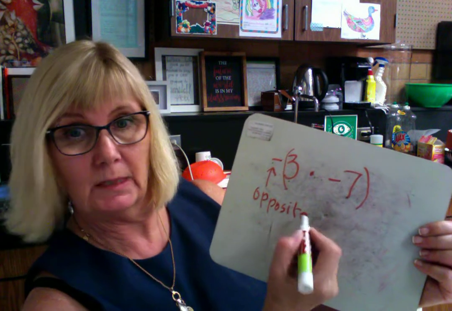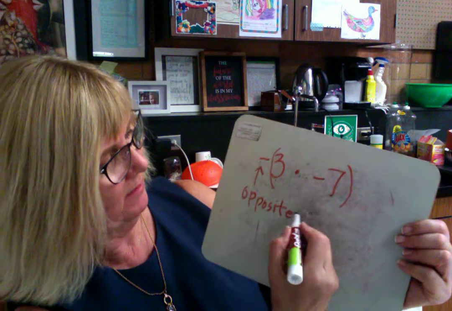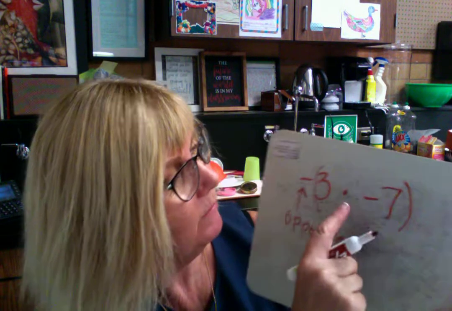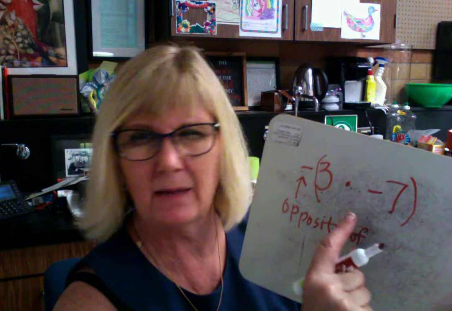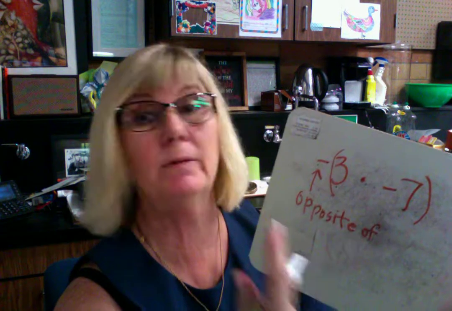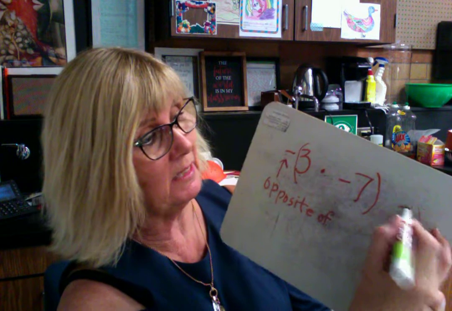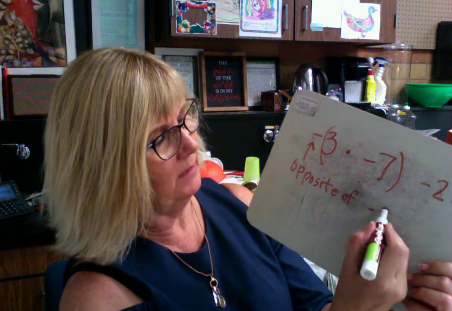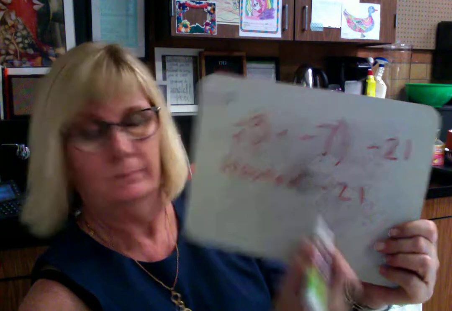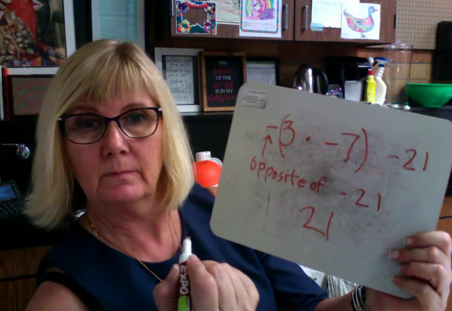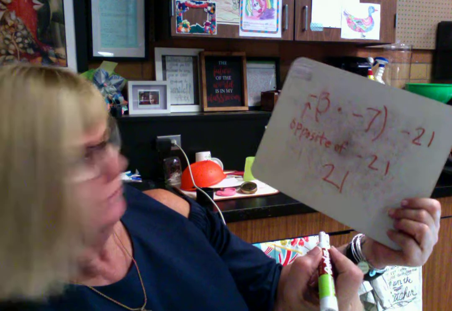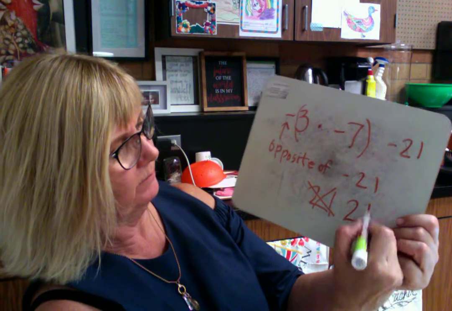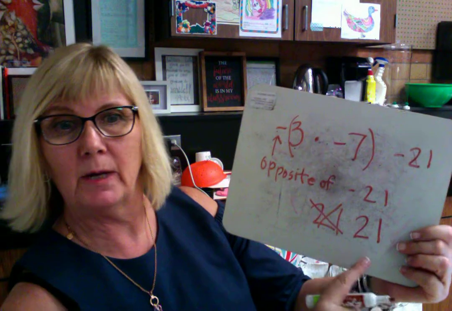Of, can you guys still see this? I'm writing sideways. I can write upside down, but I didn't know I could write sideways. Okay, the opposite of 3 groups of negative 7. What did we already decide 3 groups of negative 7 was? Negative 7 plus negative 7 plus negative 7. That's going to give us negative 21. Well, what's the opposite of negative 21? 21. That's a horrible 2. Looks like a 4 almost. So we're going to cross that out and I'll write it so you can read it better. So the opposite of negative 21 is 21.